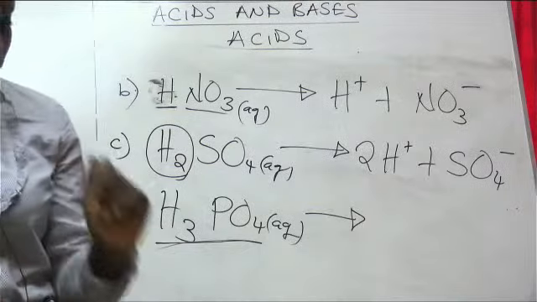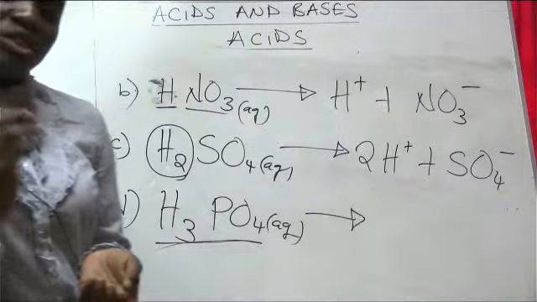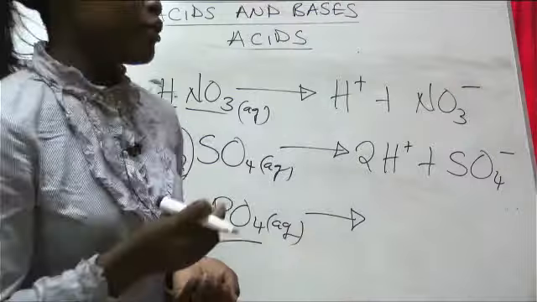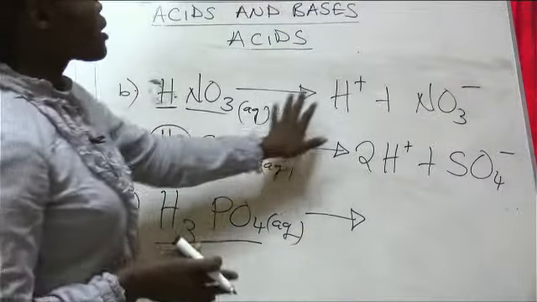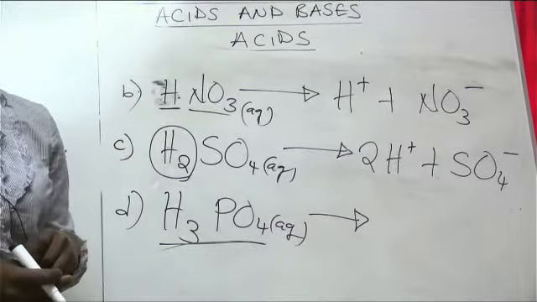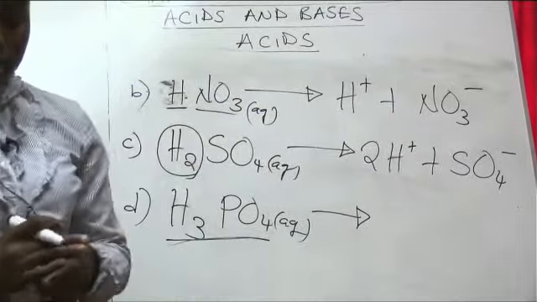Then we gave a definition of an acid. We said it's a chemical substance. When you dissolve it in water, it produces positively charged ions. No wonder when you are ionizing, make sure that there is a positively charged hydrogen. That is the definition for an acid.